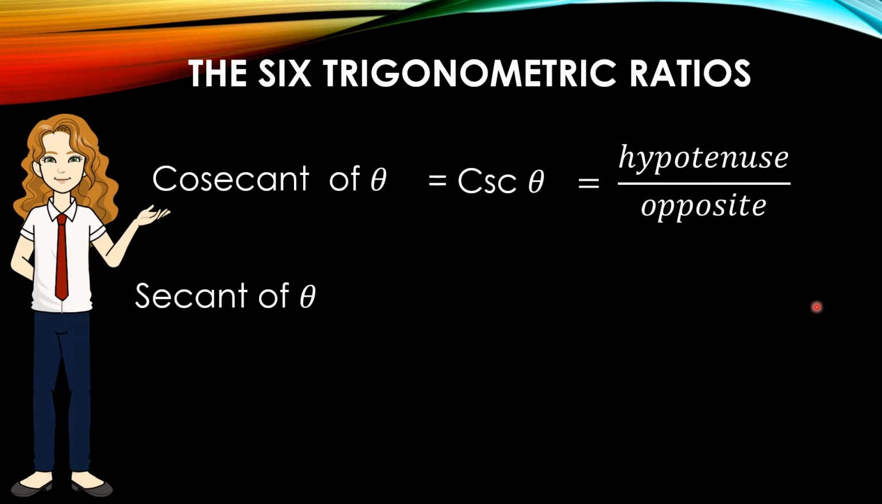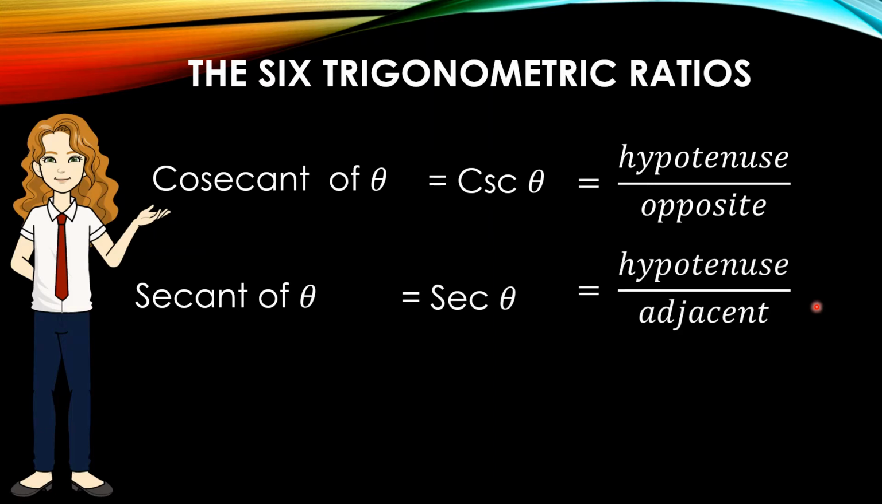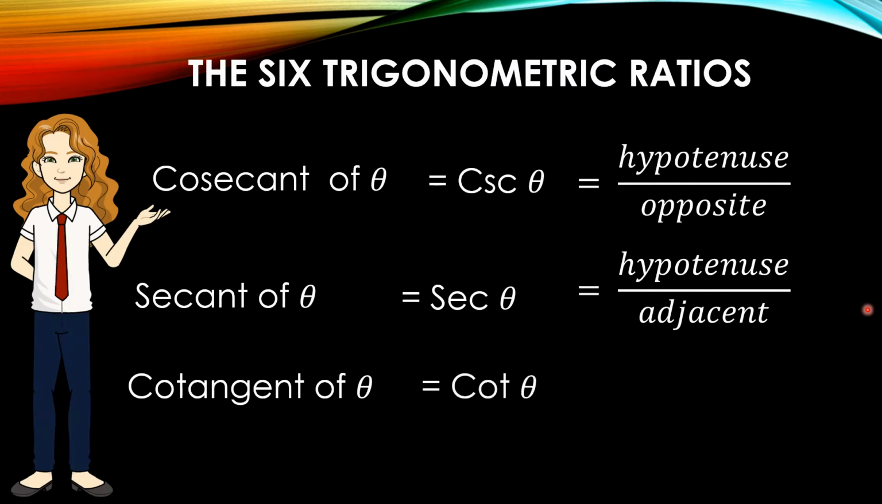The fifth one is the secant of theta. This is the reciprocal of the cosine. So if cosine is adjacent over hypotenuse, then secant is hypotenuse over the adjacent. And our last one is the cotangent of theta, which is the reciprocal of tangent, the adjacent over the opposite.